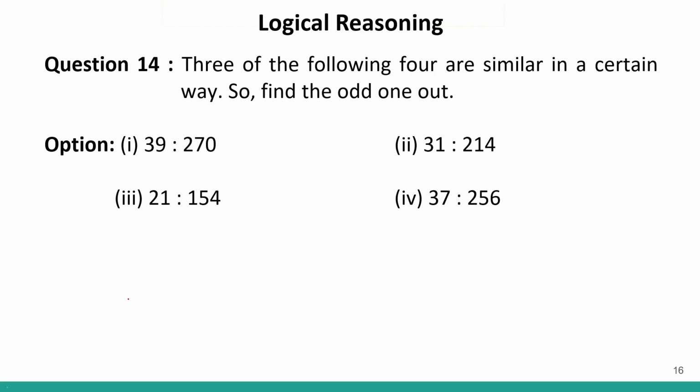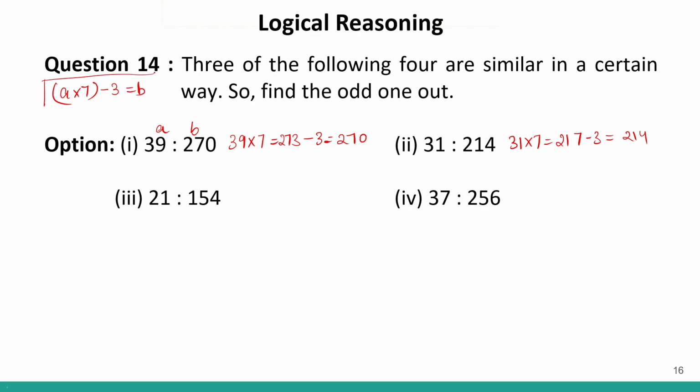So let me check. If I look at option number 1, 39 into 7 will give me how much? This will be 273. And if I subtract 3 from it, I'll get 270. Correct? If I check over here, 31 7 times will give me 217. And if I subtract 3, I'm getting 214. So the logic is very clear. If this is A and this is B, basically I am multiplying A by 7 and then subtracting 3 to get my B. This logic is being followed in option number 1 and option number 2.